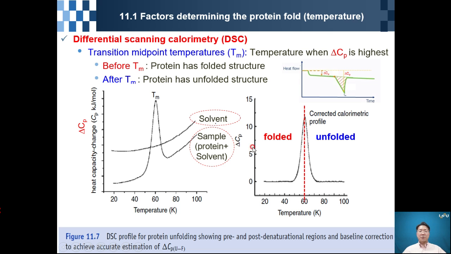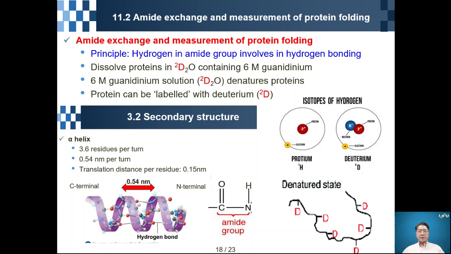Okay, so by using the DSC data, we can measure the Tm. Based on Tm, we can predict whether the protein has a folded or an unfolded structure. In this slide, we will learn the second subject, amide exchange and the measurement of protein folding.